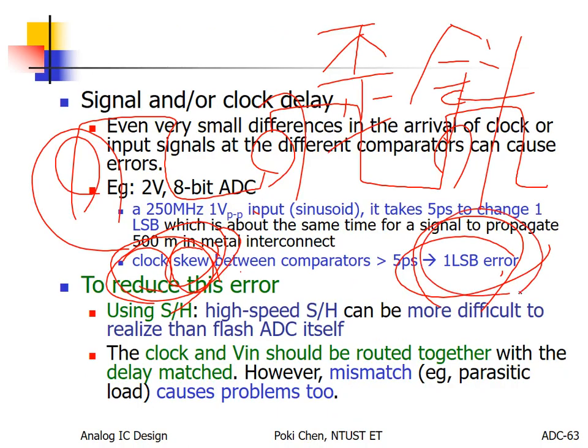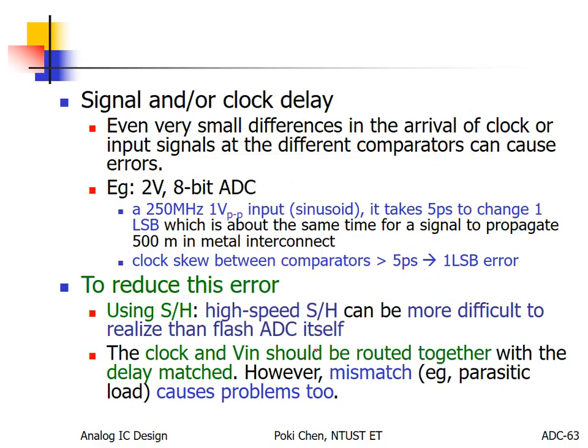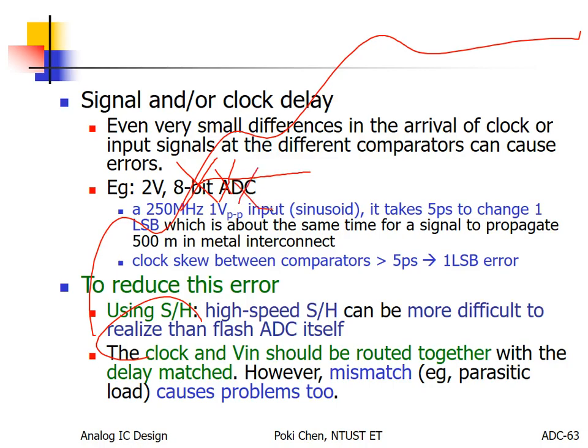Anyway, to reduce all these errors, first of all, to make the input stable, you need sample and hold. Because this is the Vin, after sample and hold, it will become flat, right? So for your clock comparator, you sample here, you sample there, you still get the same input value, to reduce such kind of error from clock skew.